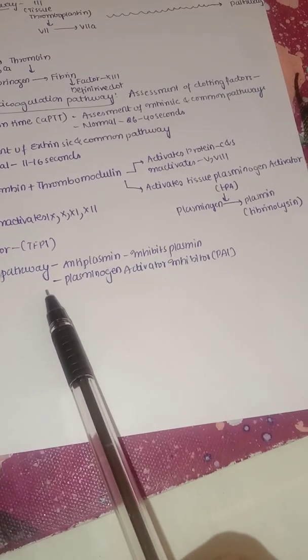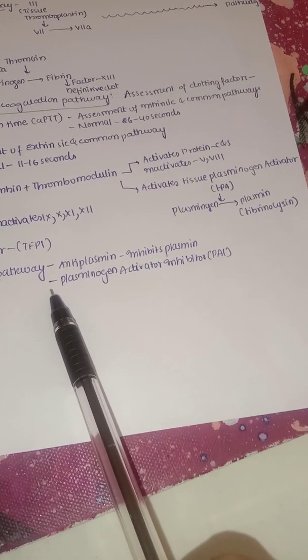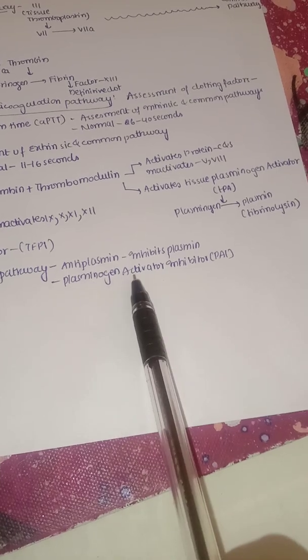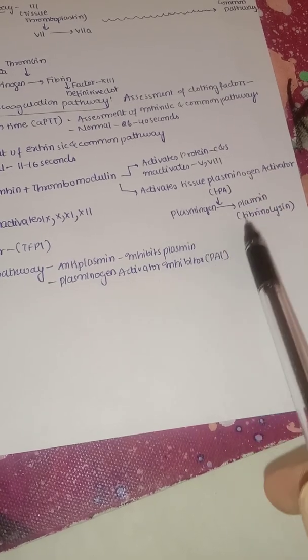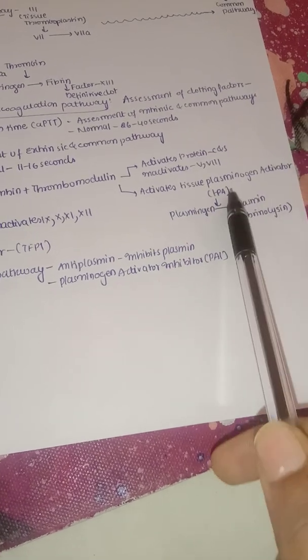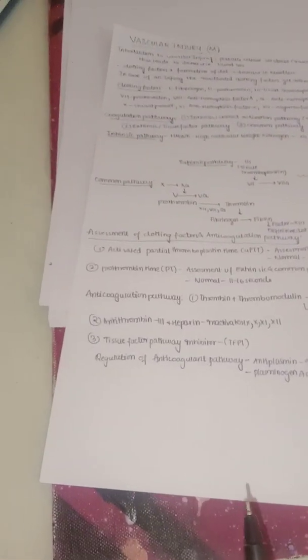And also we have plasminogen activator inhibitor. You should understand here, plasminogen activator inhibitor means this tissue plasminogen activator we discussed already, which converts plasminogen to plasmin, is inhibited. So if you inhibit this, of course there will be no fibrinolysis and the clot will proceed further. So this is all about our quick revision of vascular injury.